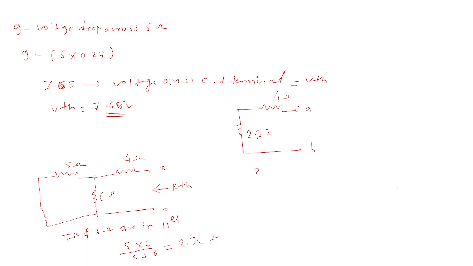So from this circuit it is clear that 2.72 and 4 ohm are connected in series. So RAB is equal to 2.72 plus 4, so RAB is equal to RTH. So it will be 6.72 ohm. Okay, so our RTH is 6.72 and our VTH is 7.65. So we need to draw the Thevenin equivalent circuit like this. So this is your VTH, that is 7.65. So this is our RTH.